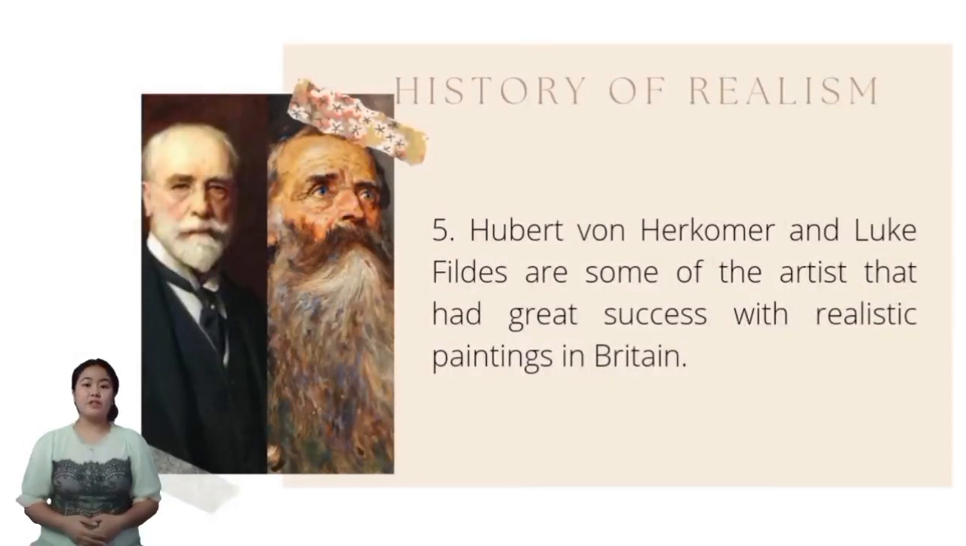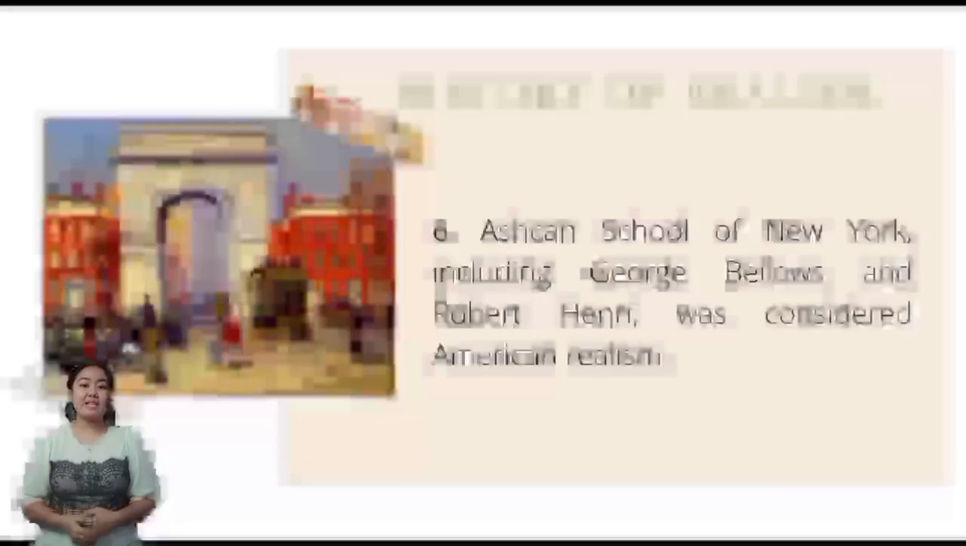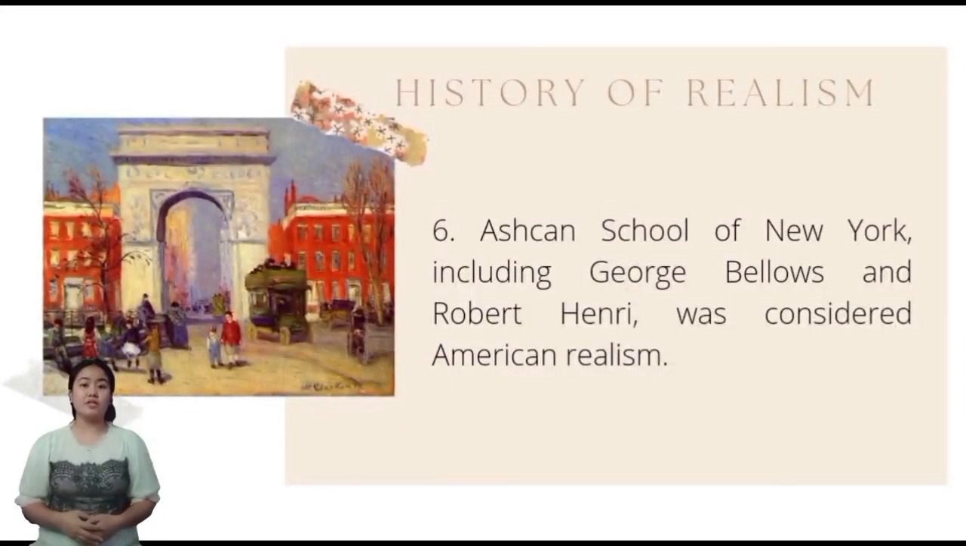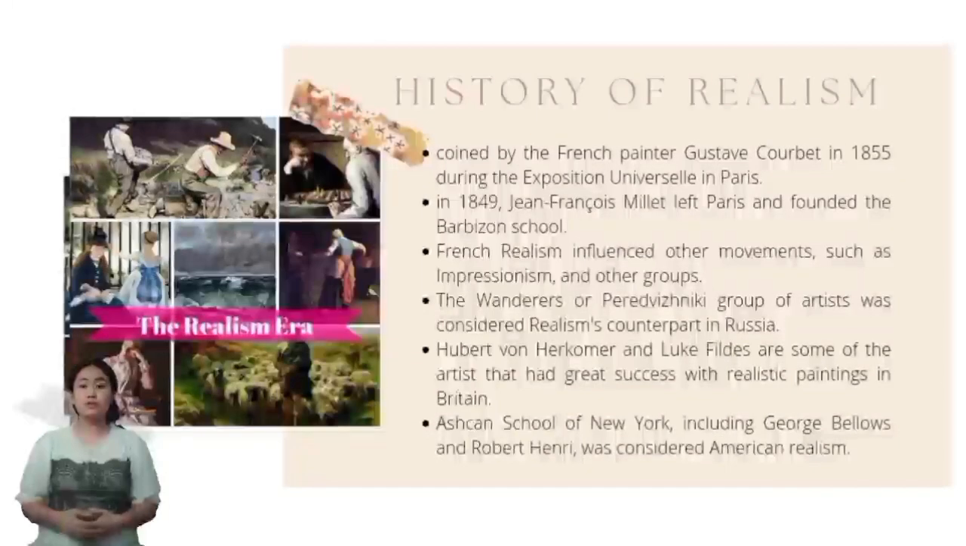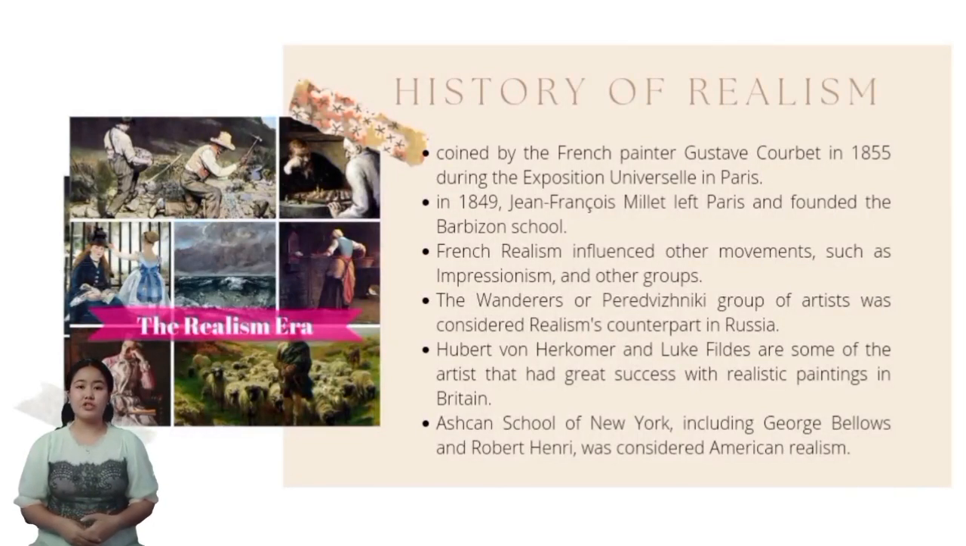In Britain, artists such as Hubert von Herkomer and Luke Fildes had great success with realistic paintings depicting social issues and representations of the real world, while the Ashcan School of New York, including George Bellows and Robert Henri, was considered American realism for its tendency to represent the daily life of the poorest members of society. Realism today is considered one of the most important art movements of the 19th century.